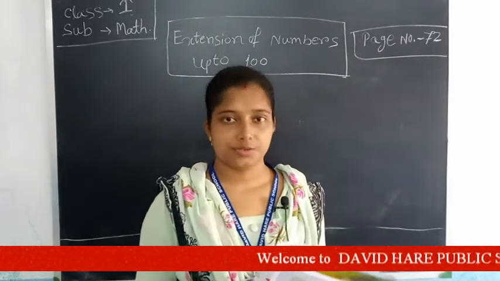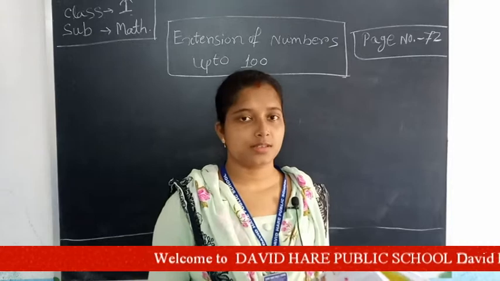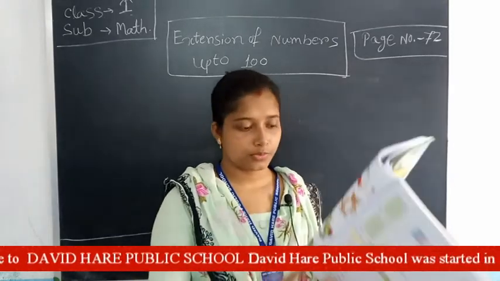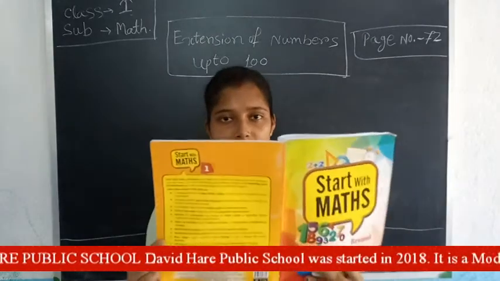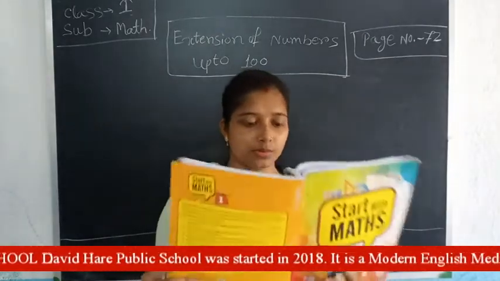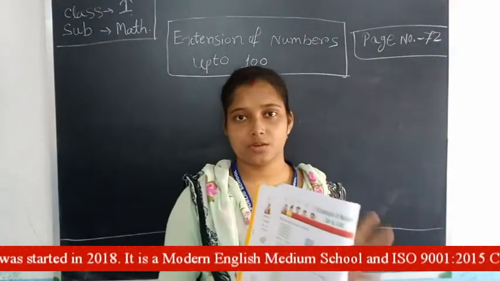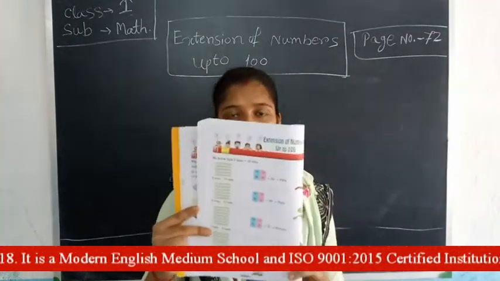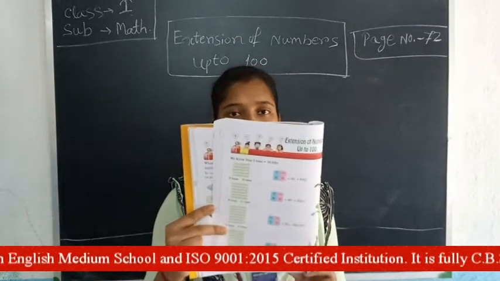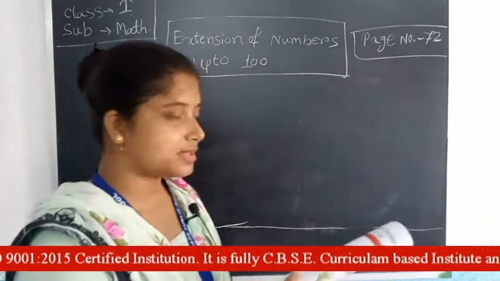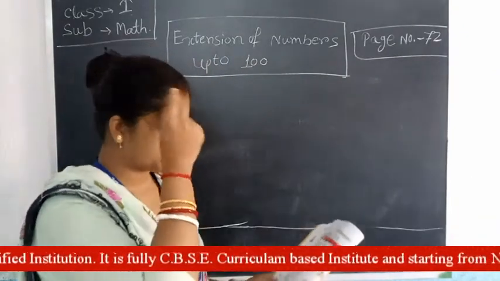Class, students of class 1, this is your math class, and please take your math book, start with maths. This is your maths book and open the new chapter, extension of numbers up to 100. The new chapter is extension of numbers up to 100 and page number is 71 to 72.